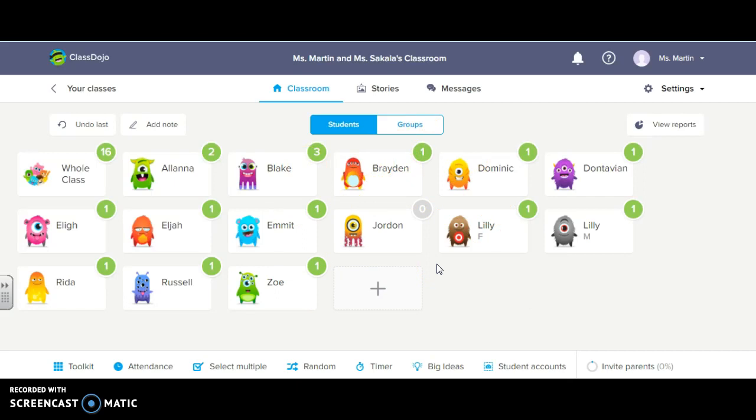So it's not just them knowing that somebody got a point or somebody got a point taken away. This could be something that kids can get involved with, and they can add their points for themselves instead of you having to do it, so they take responsibility for their actions.